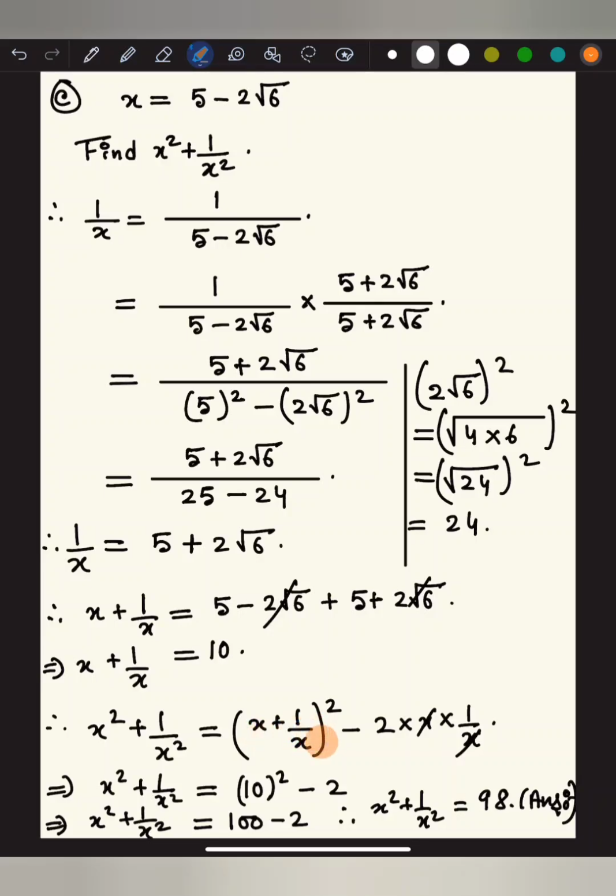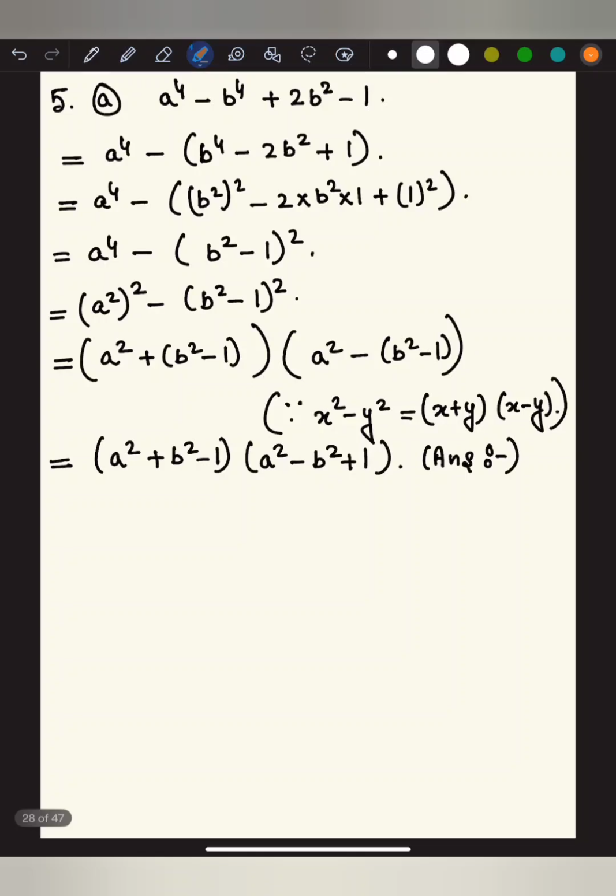x squared plus y squared means (x plus y) whole squared minus 2xy. That is what I have written. So (x plus 1 by x) whole squared minus 2 into x into 1 by x. This x and 1 by x get cancelled out. The value of x plus 1 by x equals 10. So it will be 10 squared minus 2, which equals 100 minus 2, which equals 98. This will be our answer.